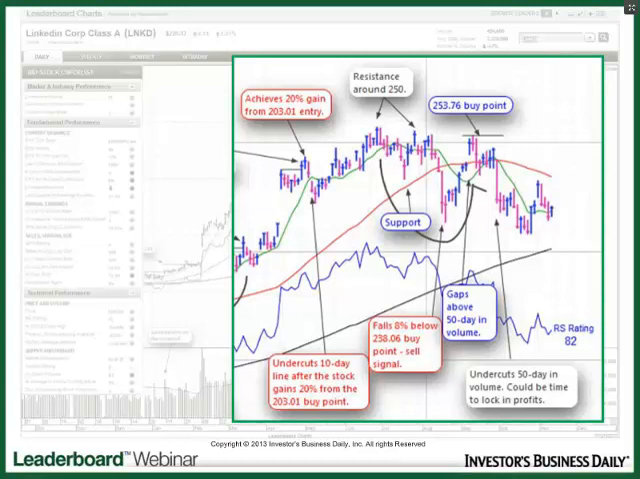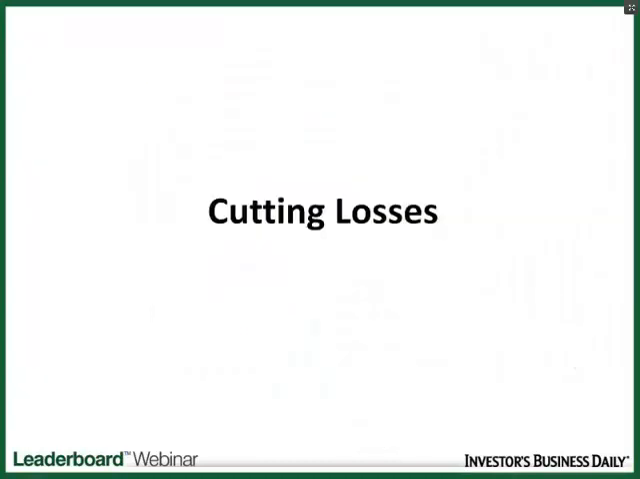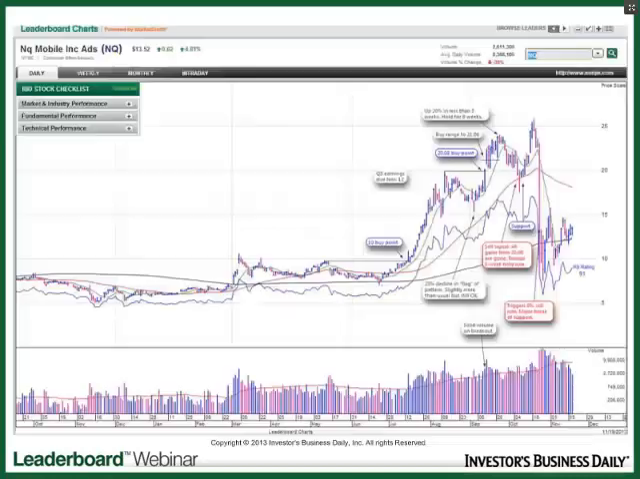Well, that brings us to our next topic, and that is cutting losses. And cutting losses, we say it all the time at IBD, it's the number one rule in investing. If you don't cut your losses short, eventually at some point you're going to get whacked by a big loser, and it's going to take a lot more gains to make up those losses. So let's look at a recent example of how this rule really was important in practice with a stock that was on Leaderboard, NQ Mobile.